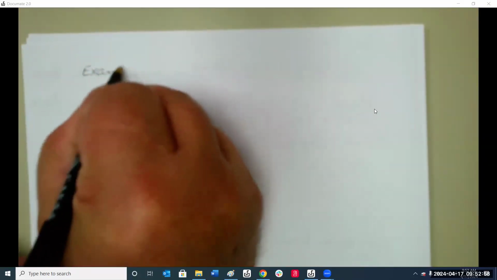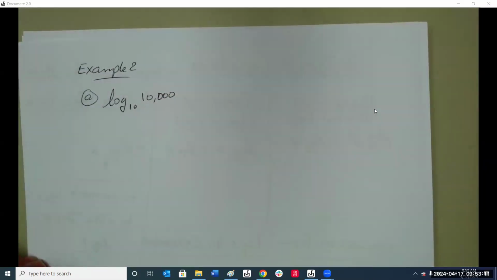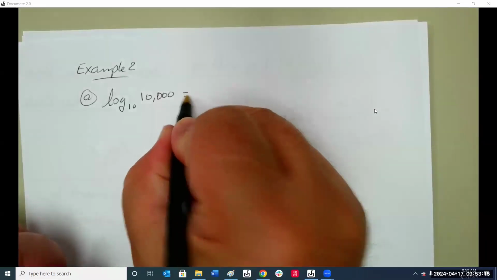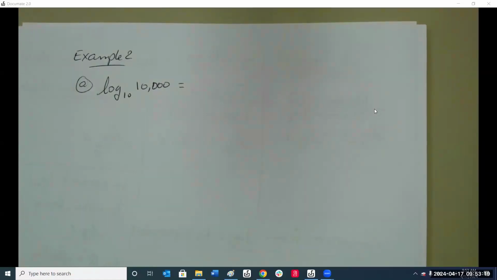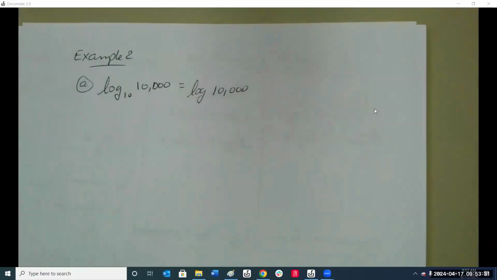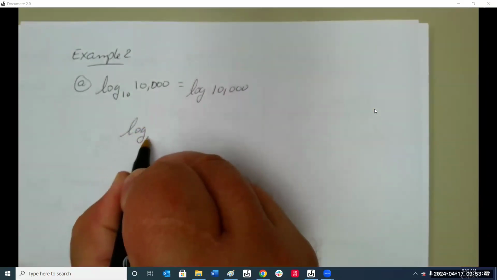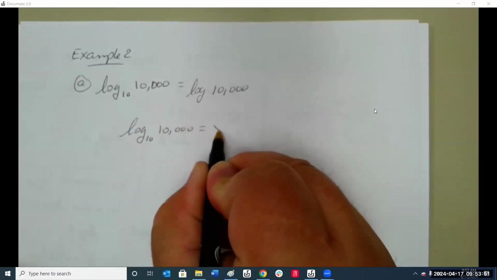Example 2, part A. We have log base 10 of 10,000. Find each of the following logs. What is this equal to? It does equal log 10,000, but what is that value? What's the answer? Do we know what it is? We don't know. So we're looking for x. We're looking for some value.